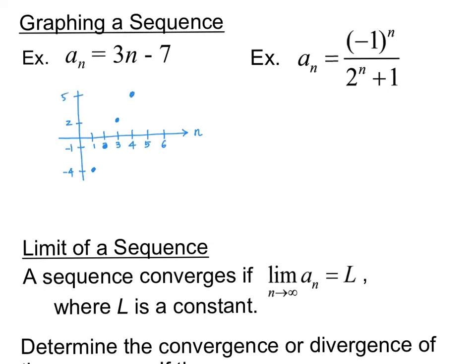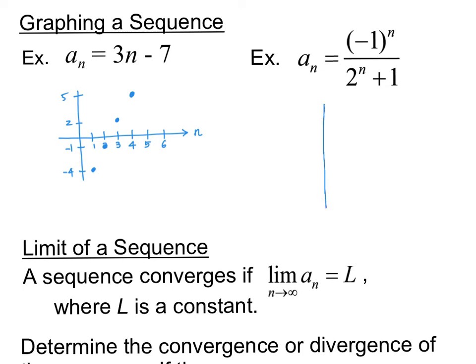And the key difference is that we do not connect these points. This is a discrete graph, meaning that it is not continuous. There's no such thing as term number 1.5. And so it's only these isolated dots. Notice that these dots will continue to go up forever.